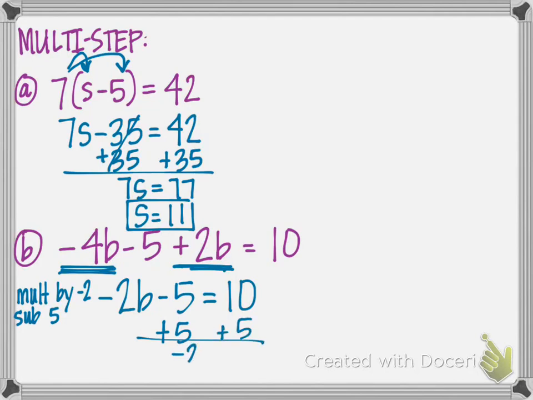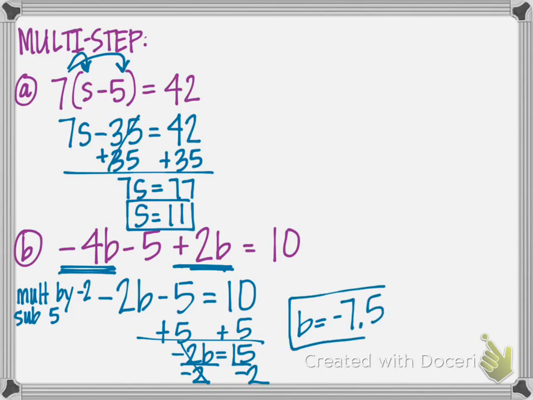And I get negative 2b equals 15. And then I'm going to divide both sides by negative 2. And I get b equals negative 7.5. And I didn't panic because my answer is a decimal. Okay?